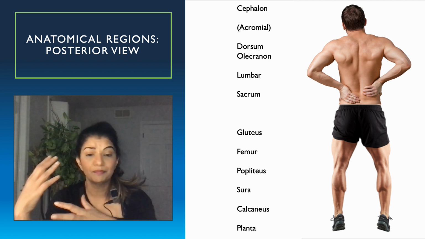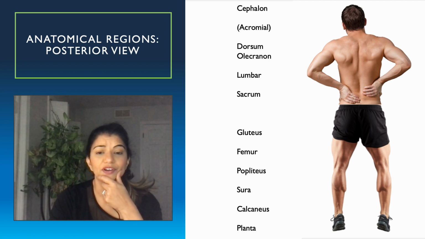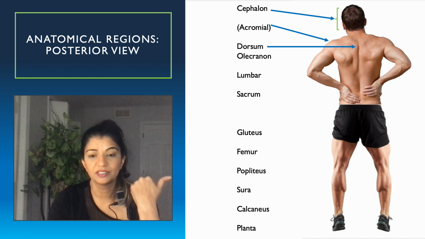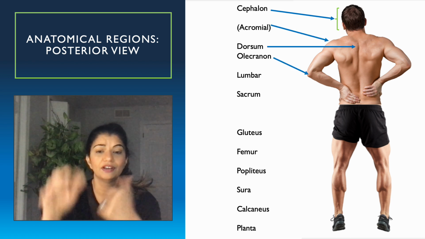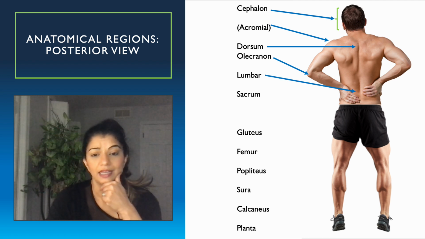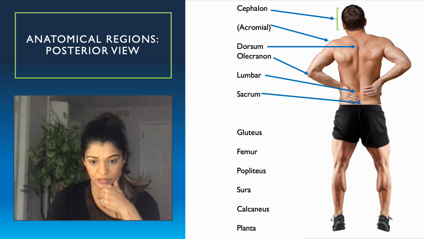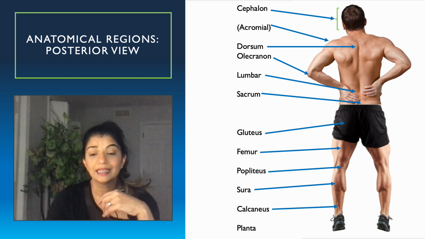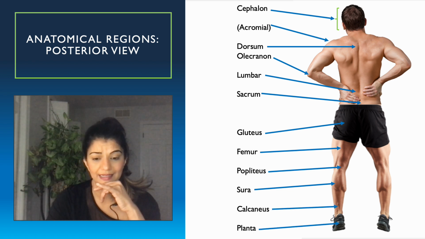Now let's look at the posterior view. We've got the cephalon, acromial area, which is your shoulder, dorsum, olecranon. So remember we had antecubitus and now we've got olecranon. Then we've got lumbar, sacrum, gluteus, which everyone seems to know, femur, popliteus, sura, that's your calves, calcaneus, and plantar.